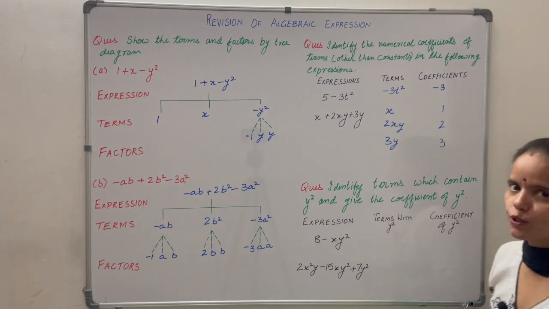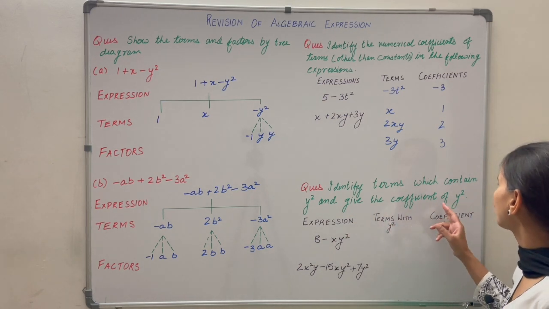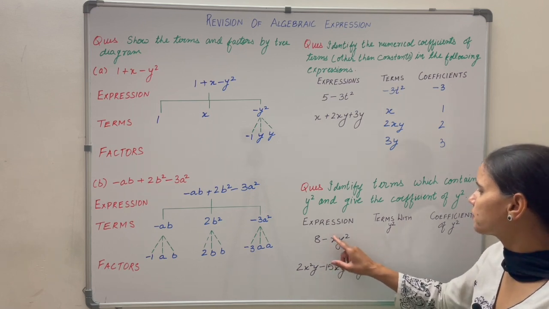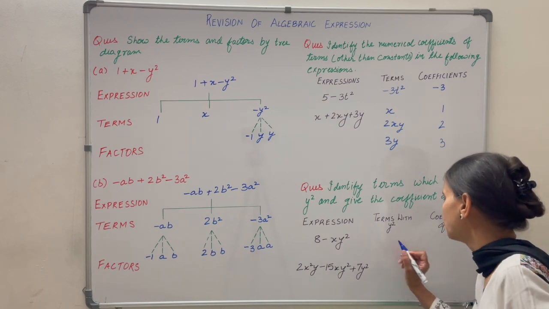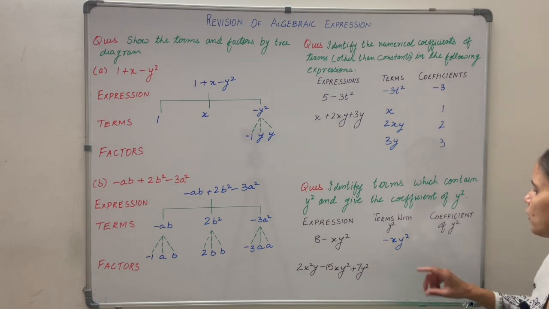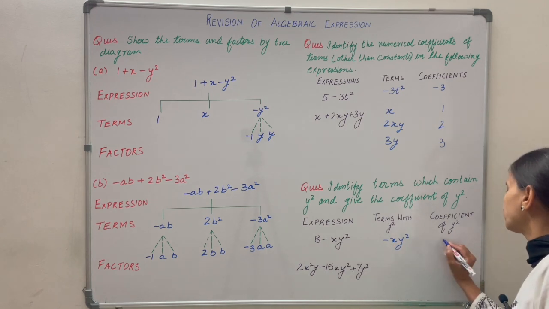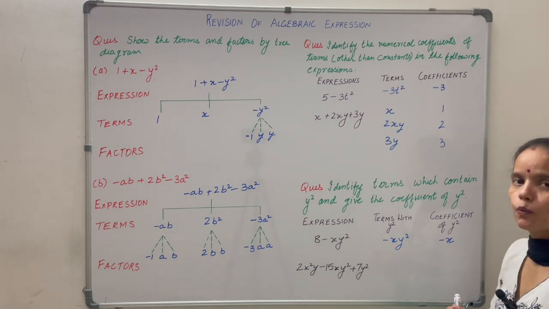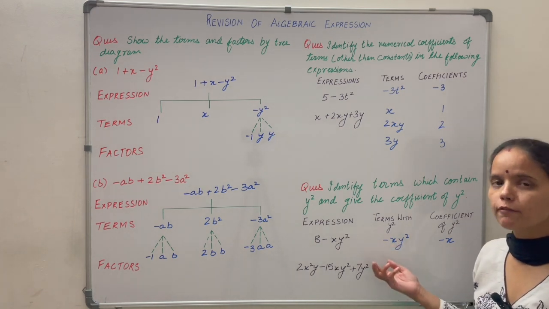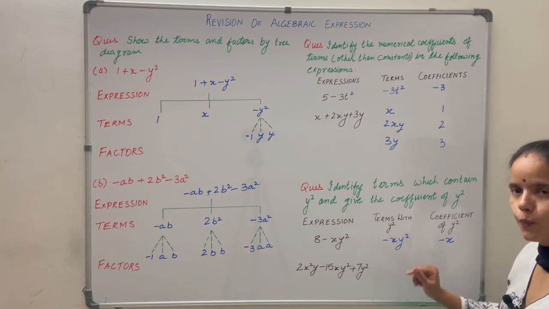Now, let us take this question. Identify terms which contain y square and give the coefficient of y square. So here, this is the expression given to you. Which is the term containing y square? This is the term, minus x y square. So you need to find out the coefficient of y square. You have to just hide y square. What is the coefficient? Minus x. So you know one more definition: coefficient is any one factor of the term. So here minus x is the coefficient of y square.